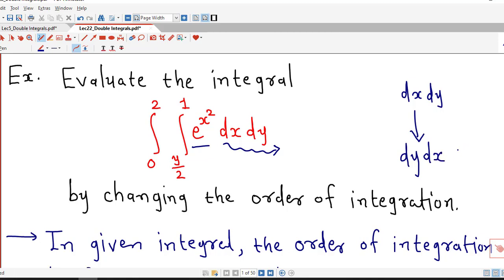with respect to x. And as we know, to integrate first with respect to y, we have to consider a vertical line. Here these are the limits: x is from y by 2 to 1 and y is from 0 to 2, and our function is e raised to x square.